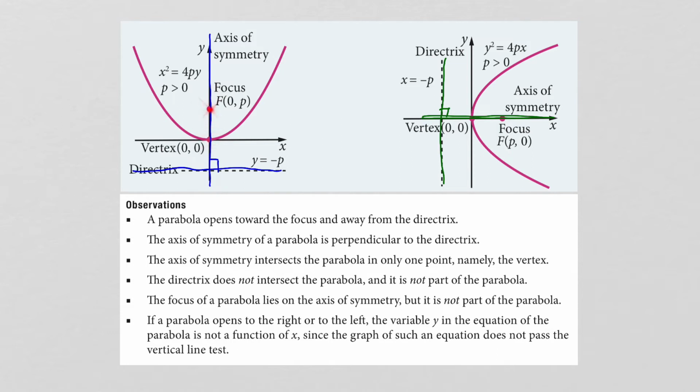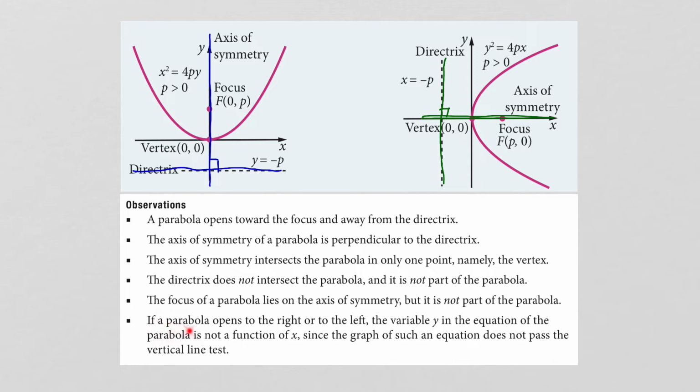The focus is not considered to be part of the parabola. Yes, it's important in determining the parabola, right? But the parabola is only this part. It's the curved part of the graph. The focus is a reference point, and the directrix is a reference line. The directrix does not intersect the parabola, and it is not part of the parabola. The focus lies on the axis of symmetry, but is not part of the parabola, as I just mentioned.